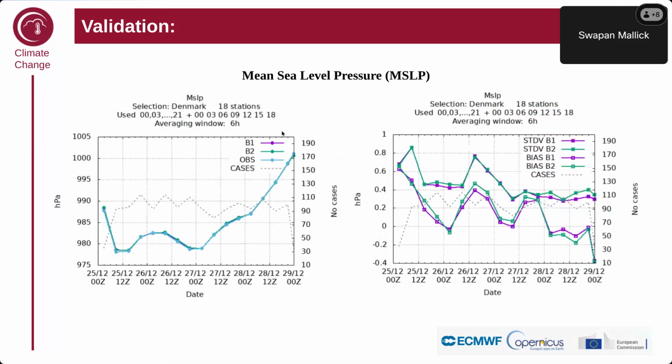Now, this is the mean sea level pressure over the Denmark region. These 18 stations are from conventional stations, AWS stations, I consider, and the average window is 6 hours. So here we can see the impact of the B1 and B2 matrices along with the observation, in the left panel. The observation is quite similar to both the B1 and B2 matrices. But if we see the impact biases from B1 and B2, here also in terms of mean sea level pressure, the error in the B2 matrix is large compared to the B1 matrix. So this is a nice presentation, and we can see the importance of the B matrix as well as high resolution data assimilation over the Pan-Arctic region.